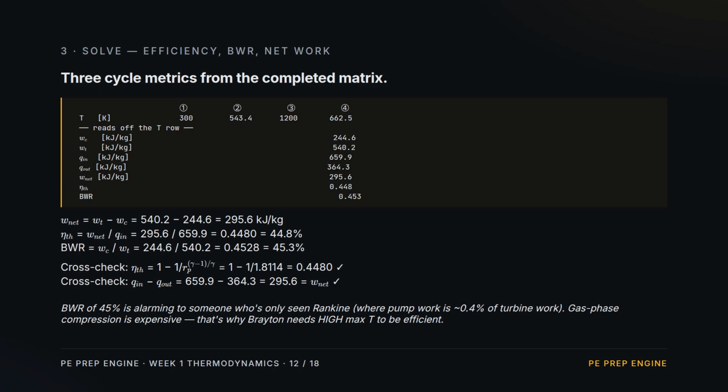Efficiency 44.8%. Back work ratio 45%. The compressor consumes almost half the turbine's output. Why gas turbines need very high max temperatures.